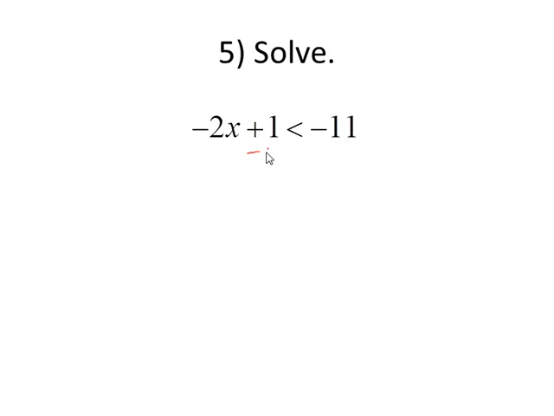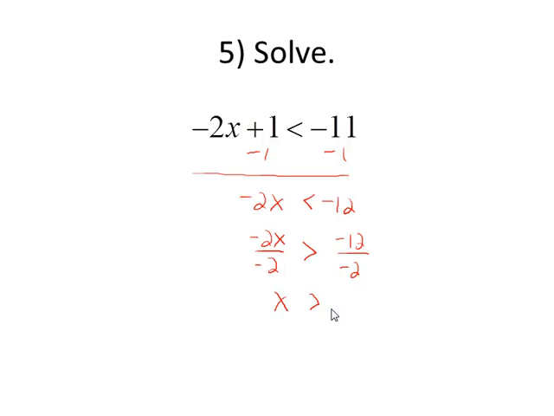One to be careful with here, another linear inequality, is that when we isolate the variable term, it has a negative coefficient. So when I divide through by negative 2 on both sides, I have to change the direction of this inequality sign to become greater than. So the solution, x is greater than 6.